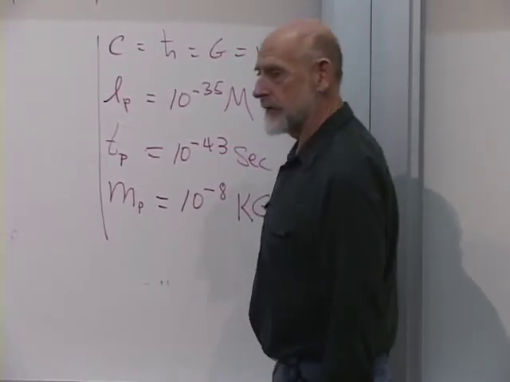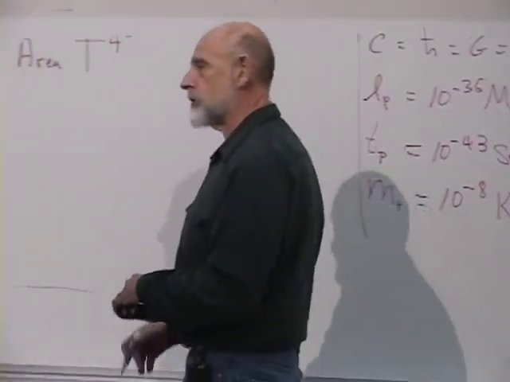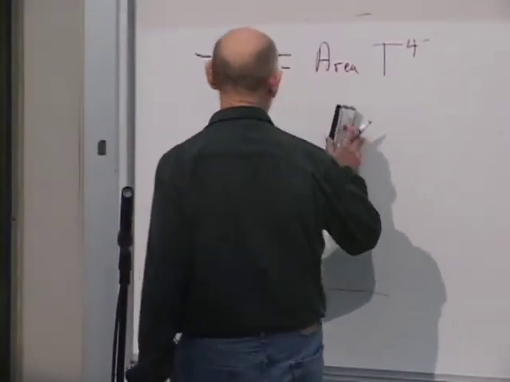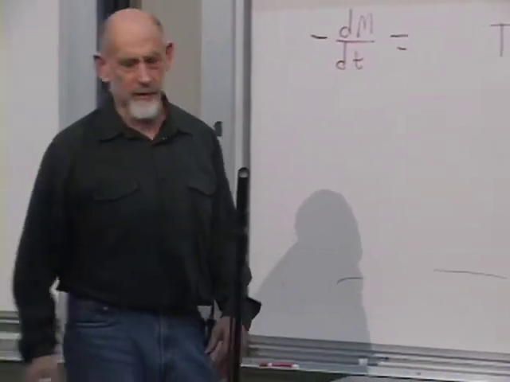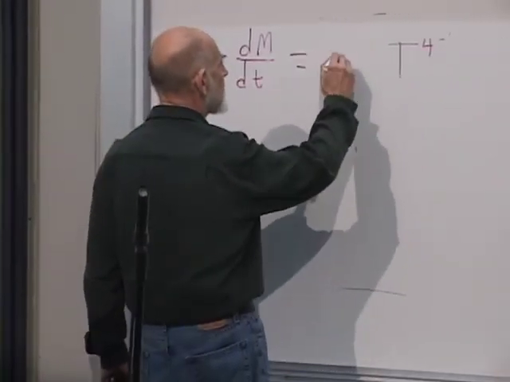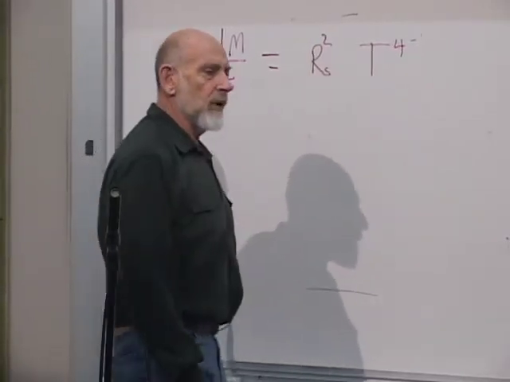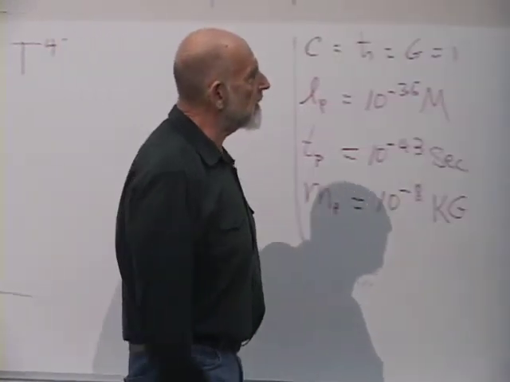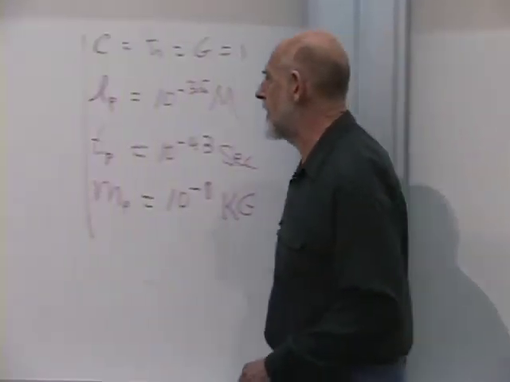What is the area? Well, the area is proportional to the Schwarzschild radius squared. Let's put that in there. There's some 4 pi, but by now we don't care about those things. 4 pi, but times R Schwarzschild squared. And what about the temperature? We seem to have lost the formula for the temperature. Go back in your notes and see if you can find the temperature.